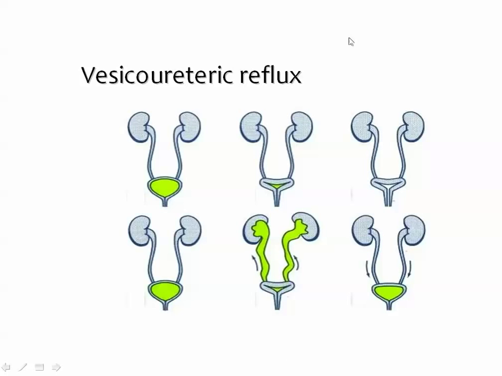Then a few words about vesico-ureteric reflux. Normally, whenever the bladder fills with urine, then the patient micturates, and no urine can go back into the kidneys. But in cases of vesico-ureteric reflux, the bladder fills with urine. When the patient micturates, urine goes up into the collecting system, may reach the kidney, and then it will drop back into the urinary bladder once more.